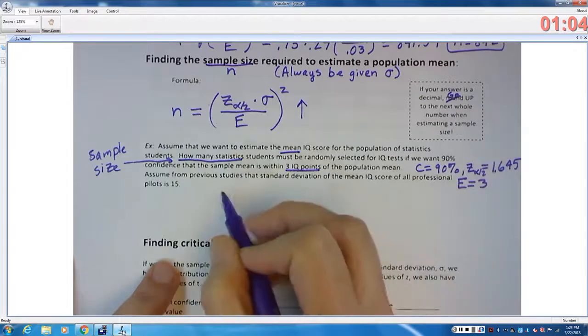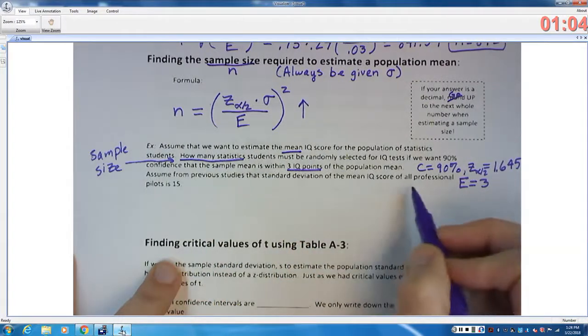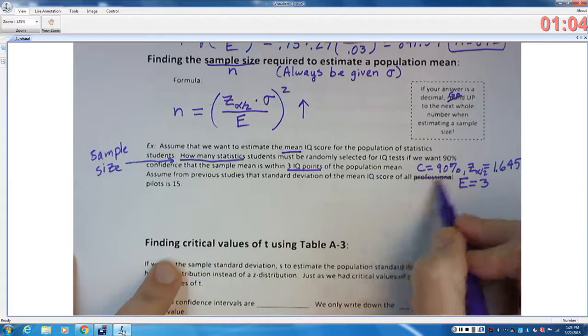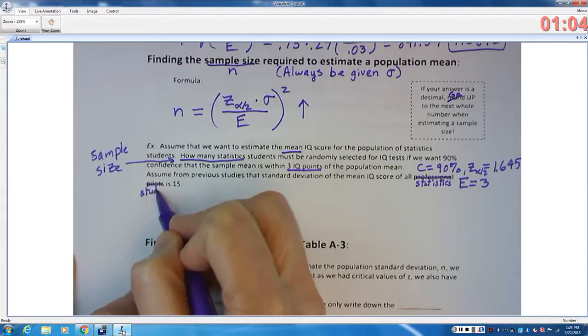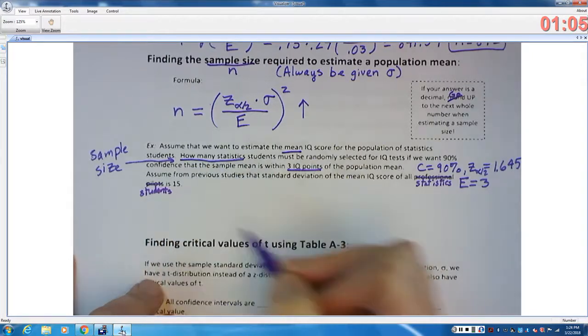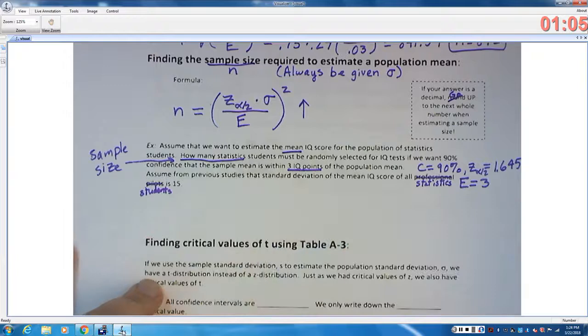And assume from previous studies that the standard deviation of all statistics students, whoops, you guys aren't professional pilots, are you? I changed the problem, forgot to change that. Is 15. Unless you guys are all professional pilots? You know, if you're a statistics student, it means you have to be a professional pilot, right? I mean, no. No.